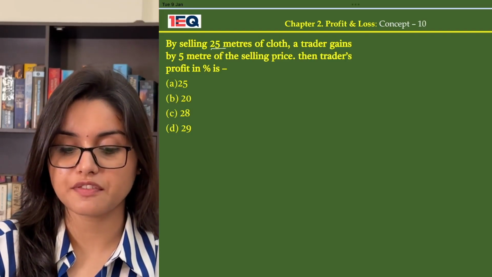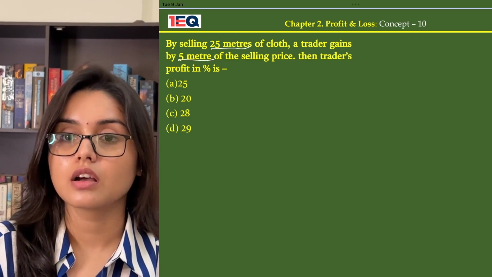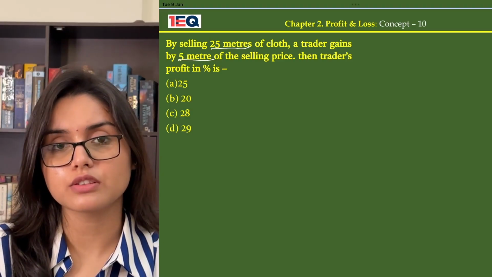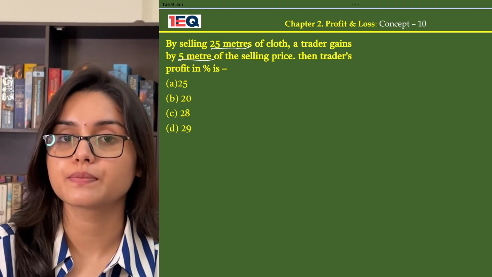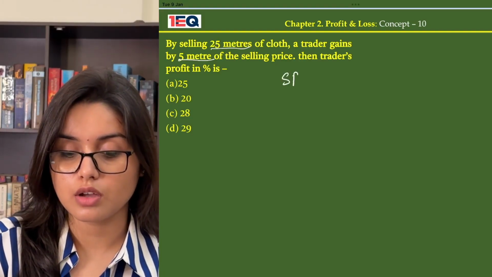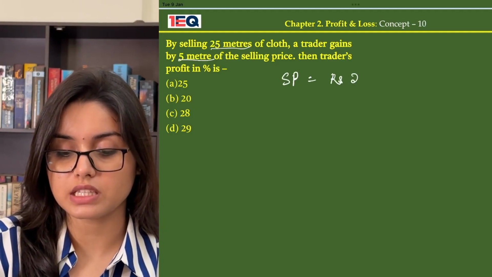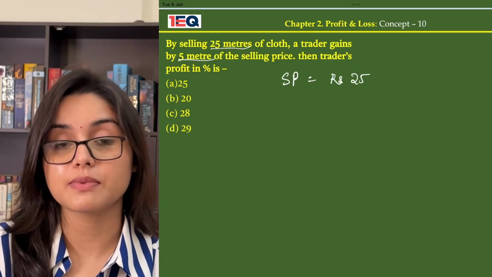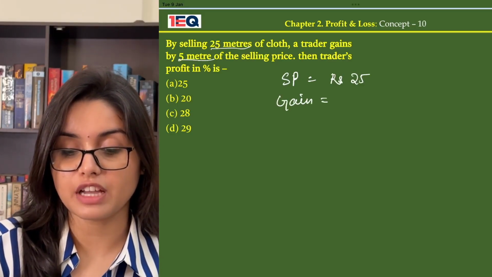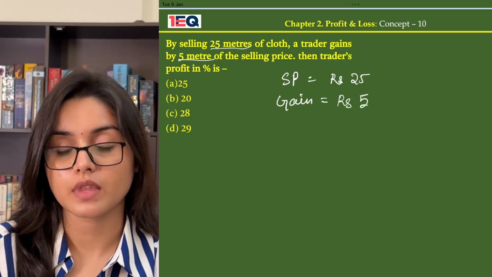By selling 25 meters of a cloth, a trader gains by 5 meters. Then the trader's profit in percentage is? So let the selling price of 1 meter of the cloth be rupee 1. So the selling price of 25 meters of the same cloth will be rupee 1 into 25, that is rupees 25. Now he gains by 5 meters of the selling price. So his gain will be 5 meters, that is 5 into 1, rupees 5.